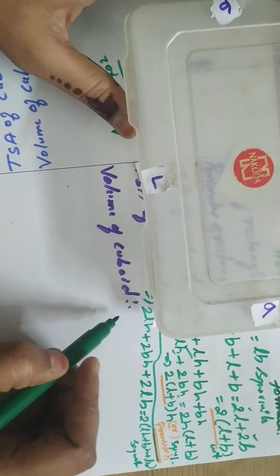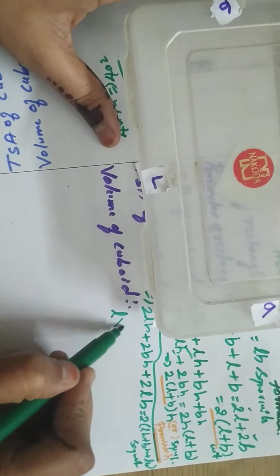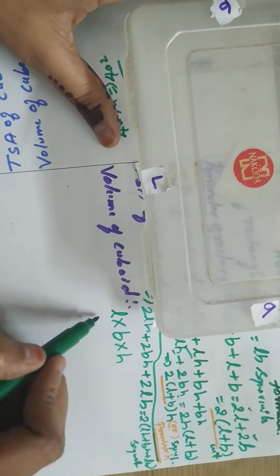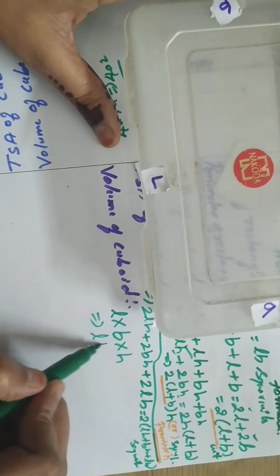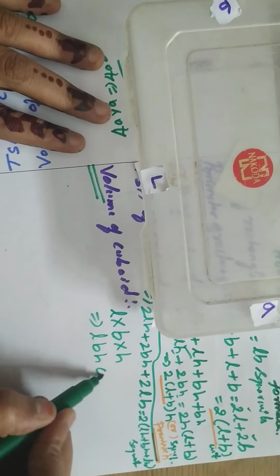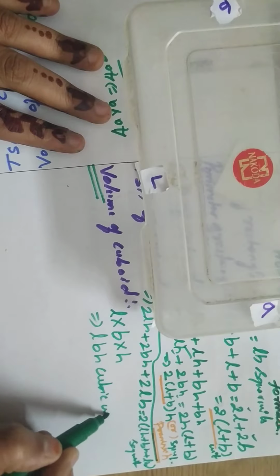Since it's a continuous process, the volume of a cuboid will be length into breadth along with its height. So volume of cuboid is LBH. Since it is volume, we will mention it as cubic units.